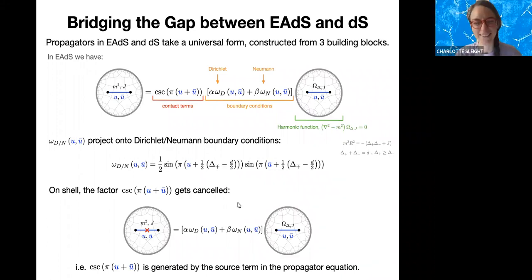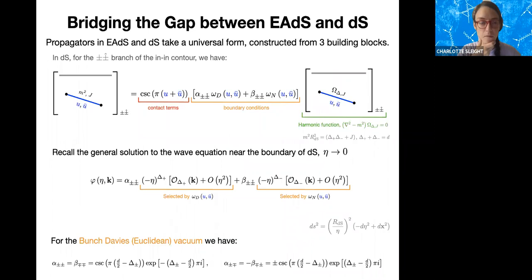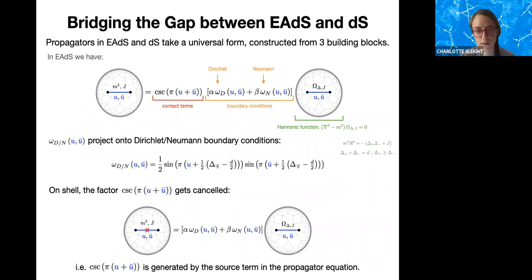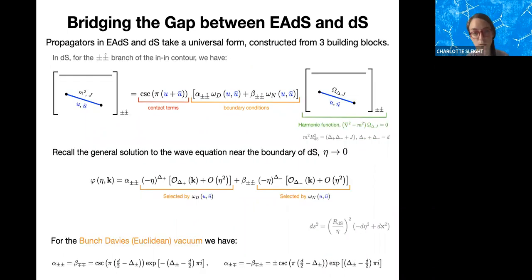Ah, okay. Thank you. So this is the Mellin-Barnes representation of the propagator in Euclidean AdS. In de Sitter, within the in-in formalism, to each field there are associated four propagators, since the two points in the propagator can each sit either on the plus or the minus branch of the in-in contour. So you get all possible combinations, plus plus, minus minus, plus minus, minus plus, which gives you four propagators in total. And each of these propagators takes the same form as its AdS counterpart that I introduced on the previous slide. So they are built from analogous building blocks which have the same role as their AdS counterpart.